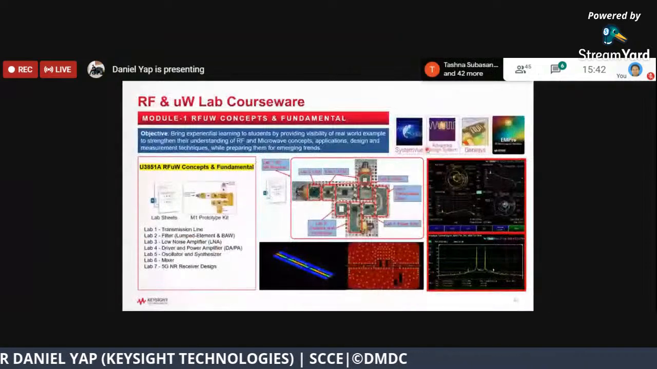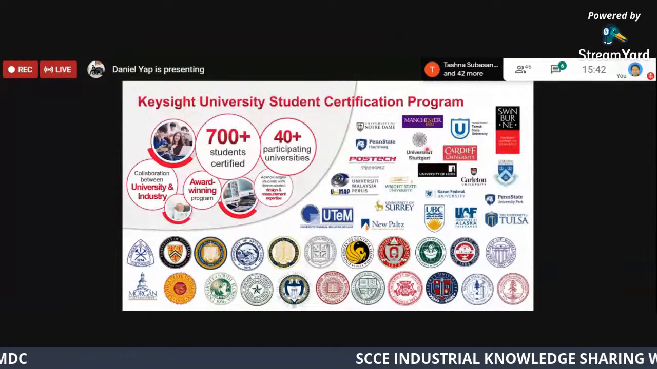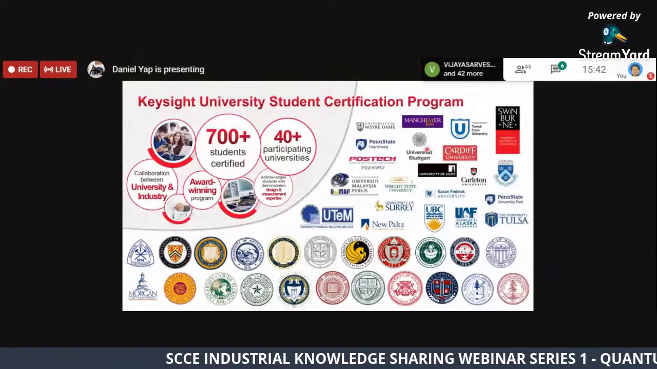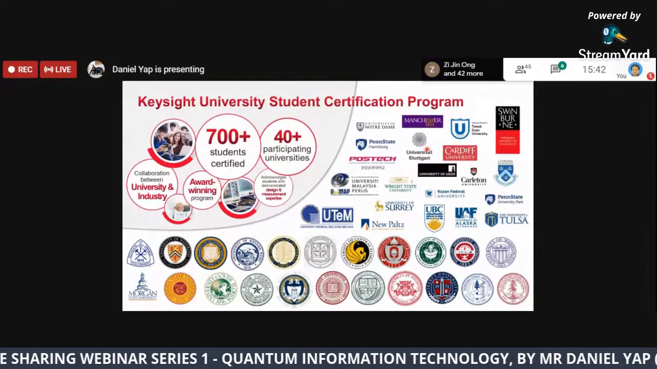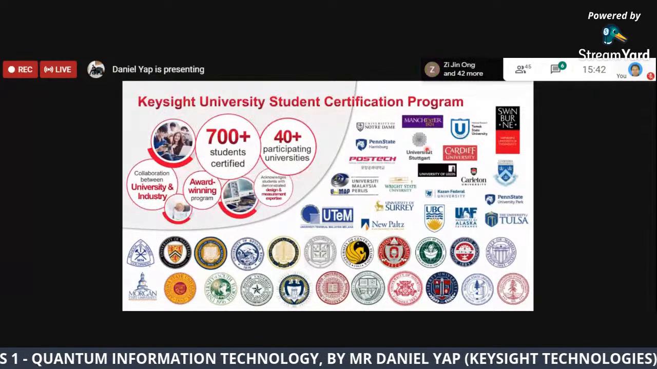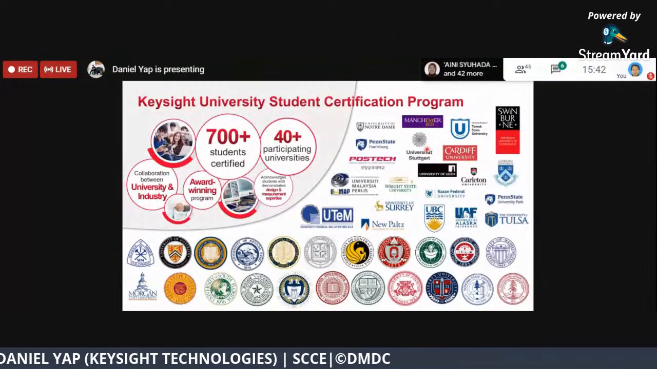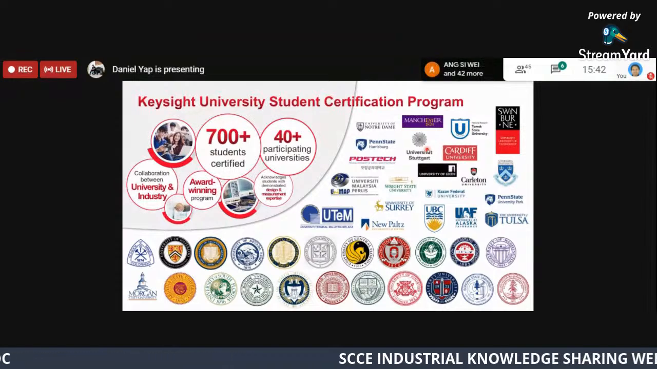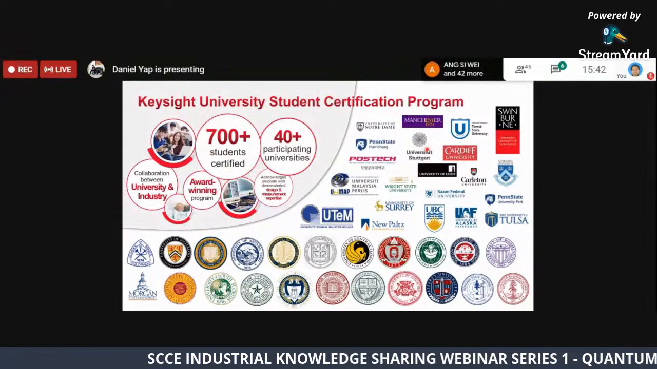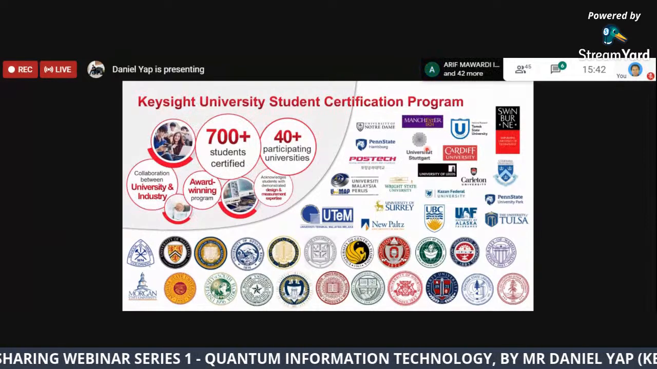Once the student actually completes this, we also recognize it, and we offer a program. We call it the Keysight University Student Certification Program. This program is to recognize the student's competency in RF, where Keysight will actually award a certificate, a real certificate, hard copy. And of course, we also promote your university name on our website.